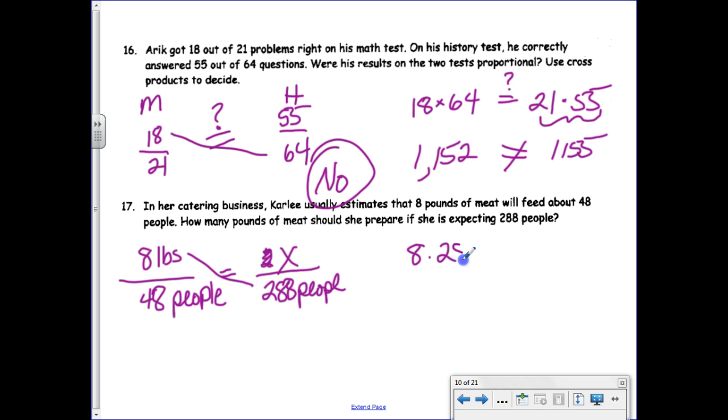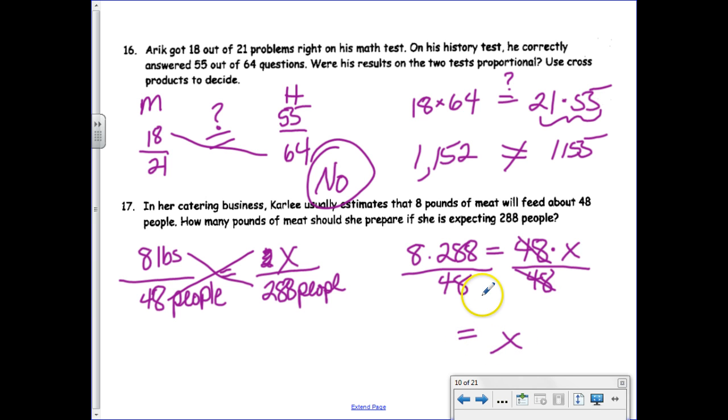8 times 288 has to equal 48 times x. And then I isolate my variable by dividing by 48. And then you should be able to calculate this out. And the cool thing is you actually end up with 48. Now, what is the answer? How many pounds? So she needs 48 pounds of meat.